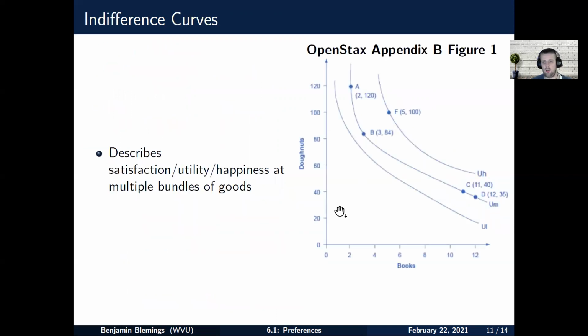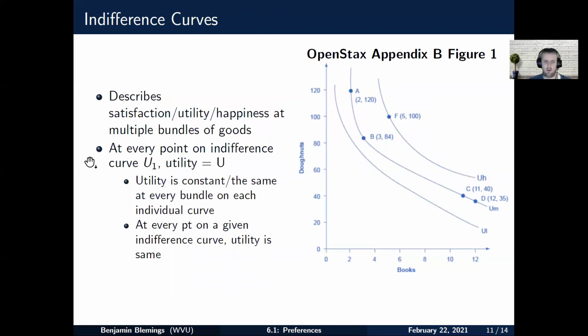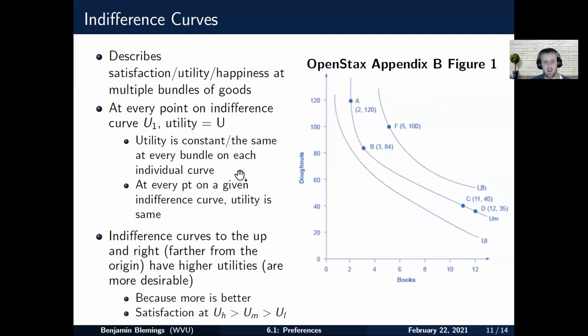And so if you're interested in understanding this more, I suggest you visit your OpenStax Appendix B Figure 1 and know that these are the indifference curves that we're talking about. They describe satisfaction or utility or happiness at multiple bundles of goods, where for all the bundles of goods on the same curve, the individual has the same amount of utility or happiness. And so at every point on indifference curve U1, or UL, utility equals U, which is just to say it's constant along the same curve.